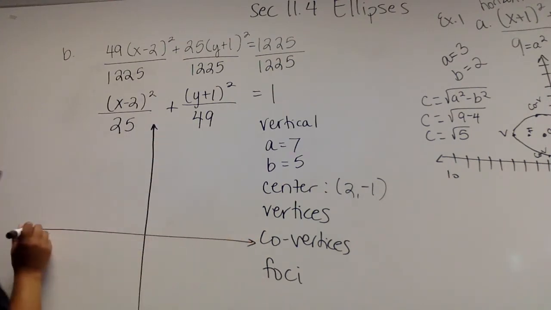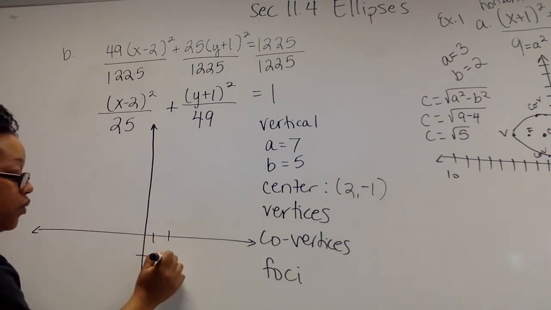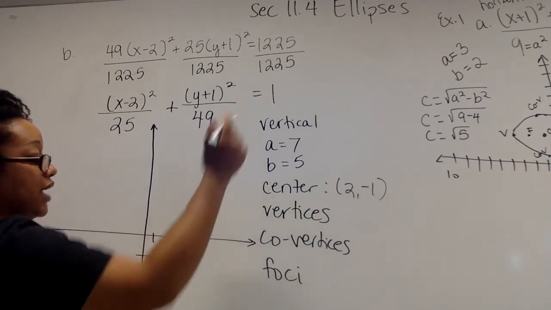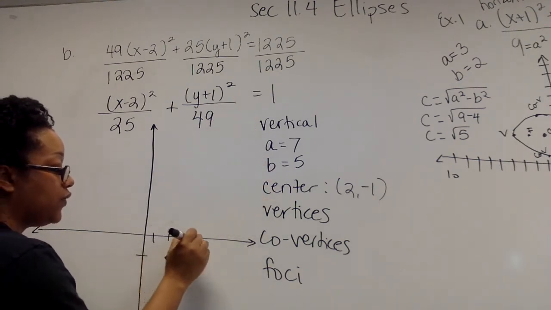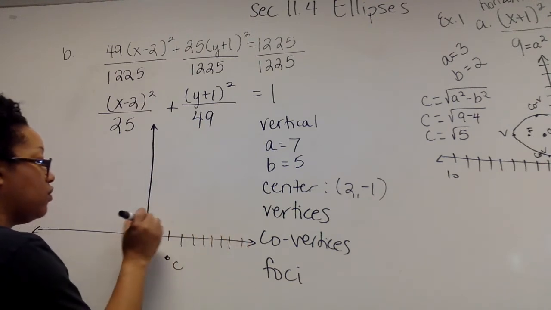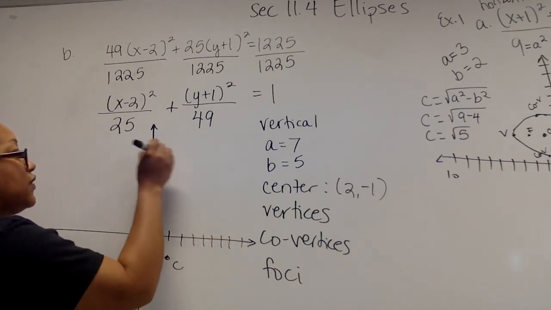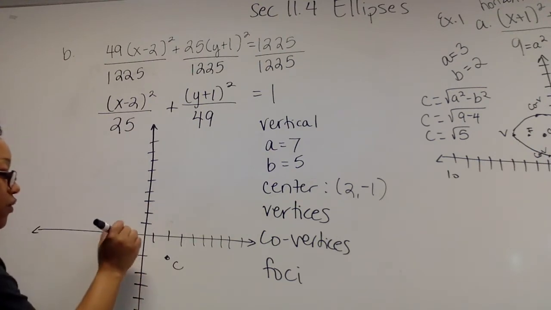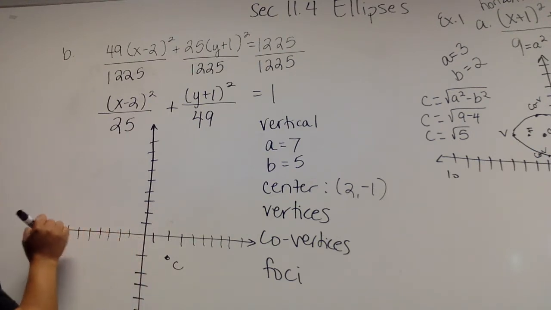Okay, 2, -1. There's my C down there. Can you see that? All right, there's my C. And let me count a little more, because I know we're going to be counting. 1, 2, 3, 4, 5, 6, 7, 8, 9.